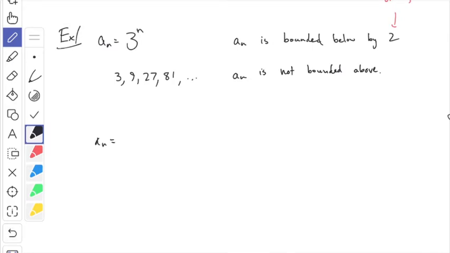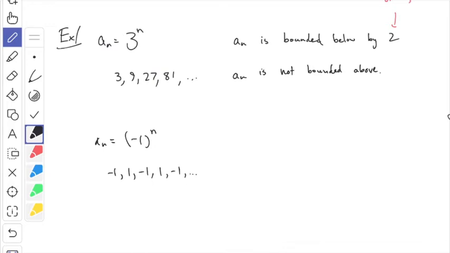All right, how about a_n equals negative 1 to the power n? My favorite slightly weird example. What would you say about this? Its boundedness? Is it bounded above? Is it bounded below? Or neither or both? I would say both. This is bounded above and also bounded below.